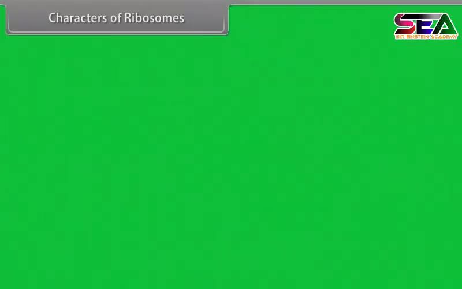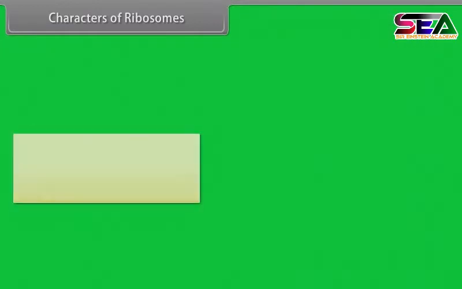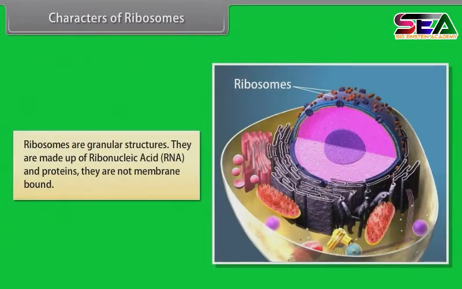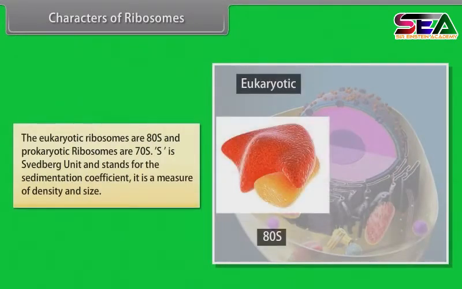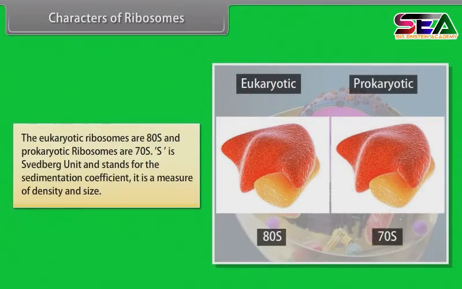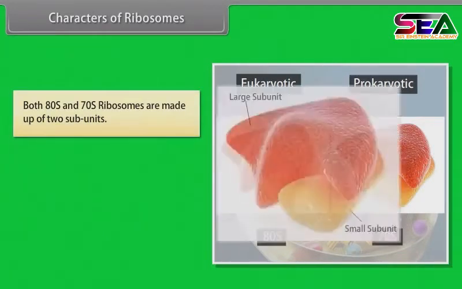Characters of ribosomes. George Palade in 1953, under the electron microscope, observed dense particles. Ribosomes are granular structures. Ribosomes are made of ribonucleic acid, RNA, and proteins. They are not membrane-bound. The eukaryotic ribosomes are 80S and prokaryotic ribosomes are 70S. S is the Svedberg unit and stands for the sedimentation coefficient. It is a measure of density and size.